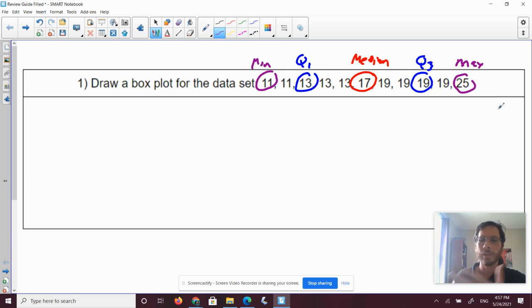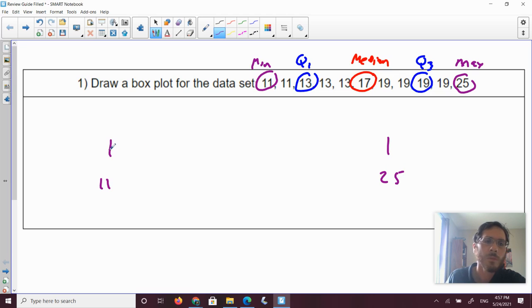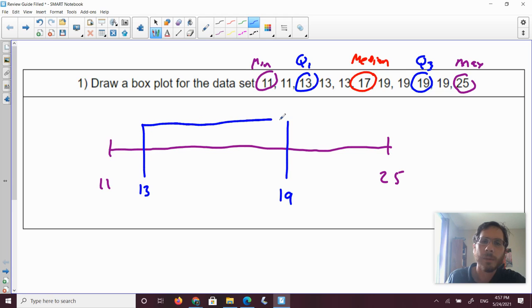These are all the points that we need in order to make the box plot. So what we're going to do is take the 11 and the 25, and label those on the plot. We're basically making a number line. We're going to go all the way from 11 to 25. Then I need to put 13 on my plot. Well, 13 is pretty close to 11, so we'll put 13 over there. I need 19, maybe we'll say 19 is about there. And I'll connect it, I'll make the box.